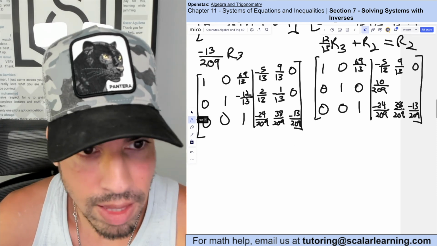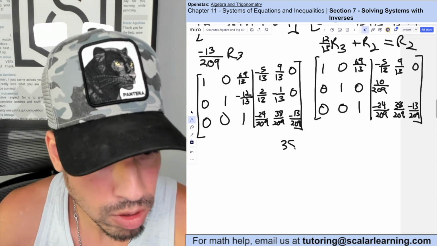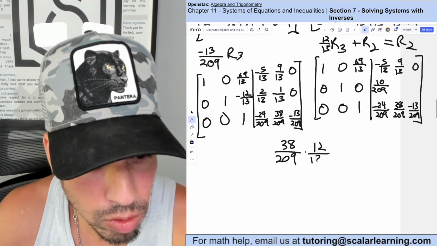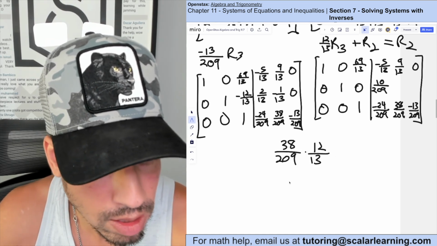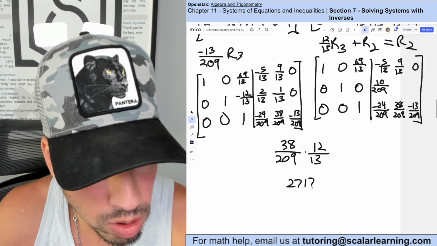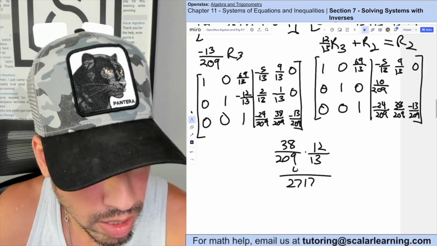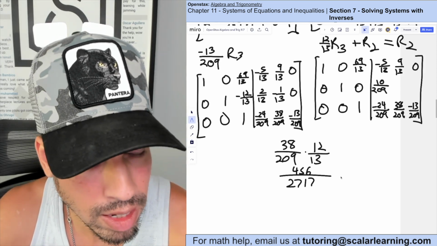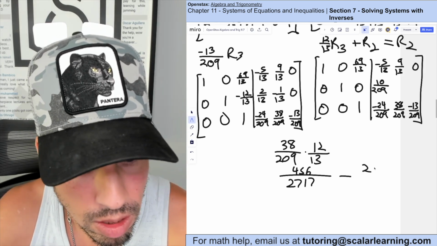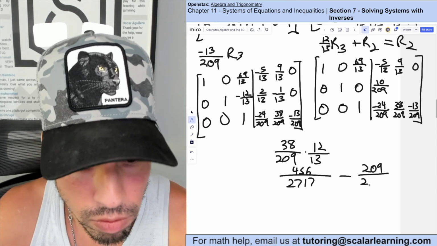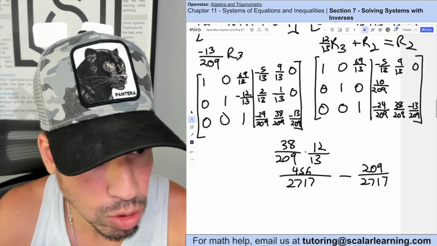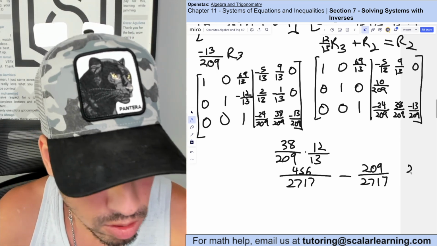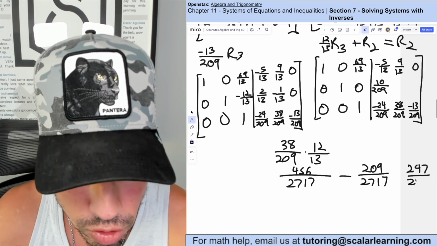Next, we got to multiply that by 12 over 13. So 38 over 209 times 12 over 13. So once again, we know we get that denominator of 2717. And then 12 times 38 is 456. And then we're combining it to the negative 1 over 13, which is going to be 209 over 2717. How did I get that? Because I multiplied top and bottom by 209. 456 minus 209 is 247 over 2717.